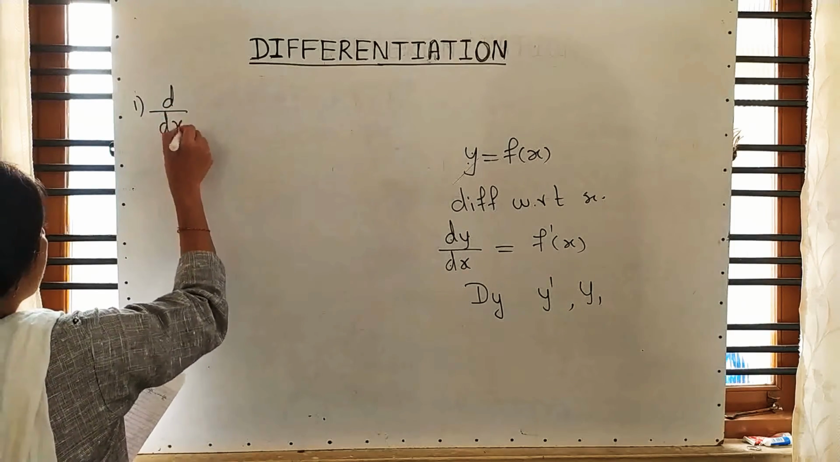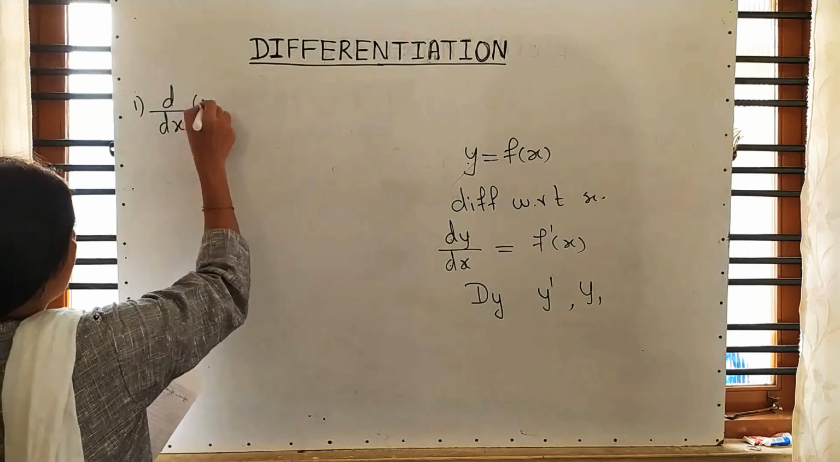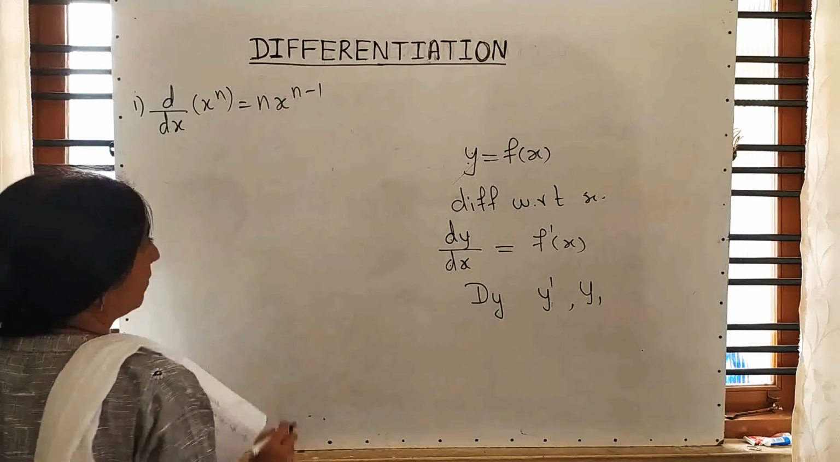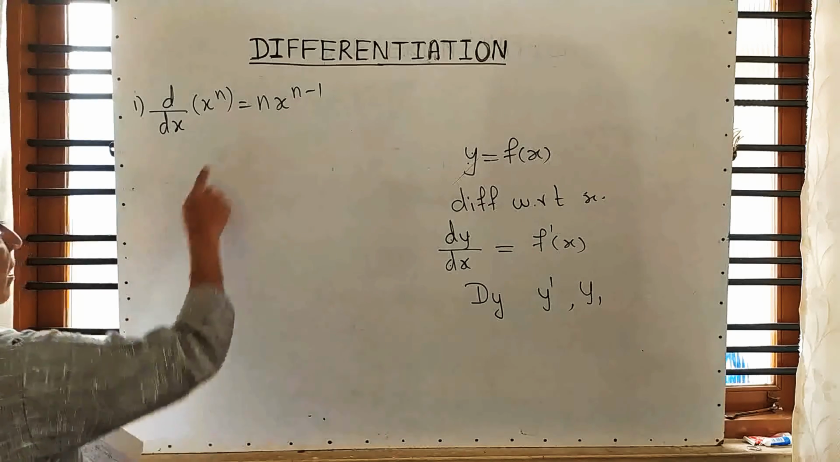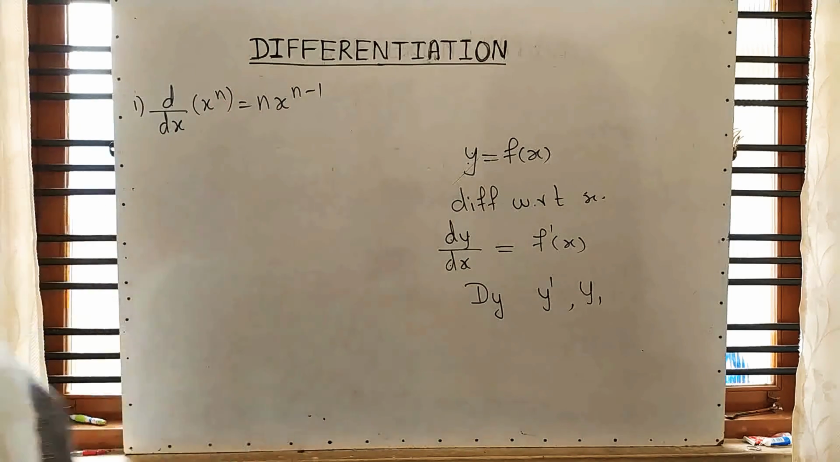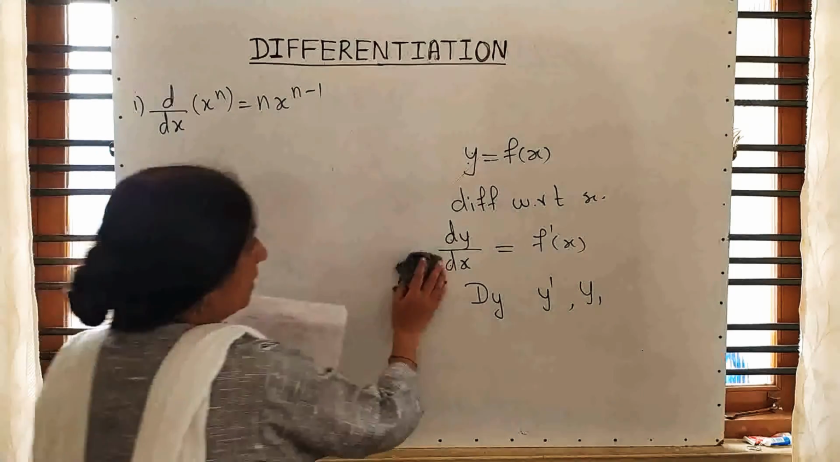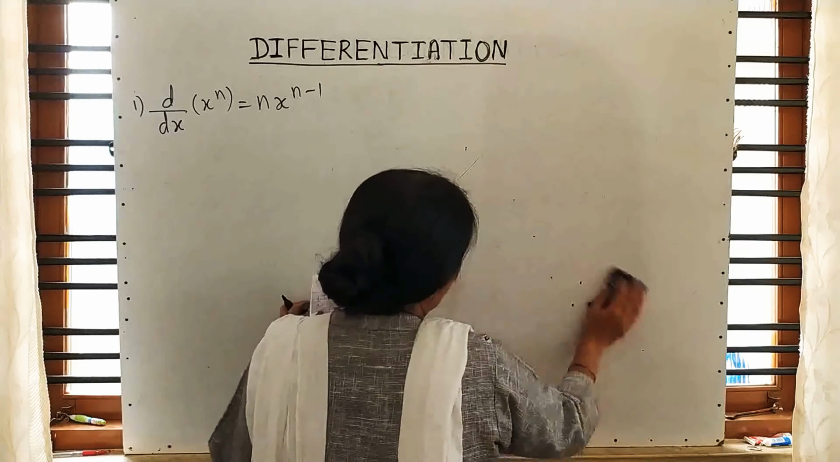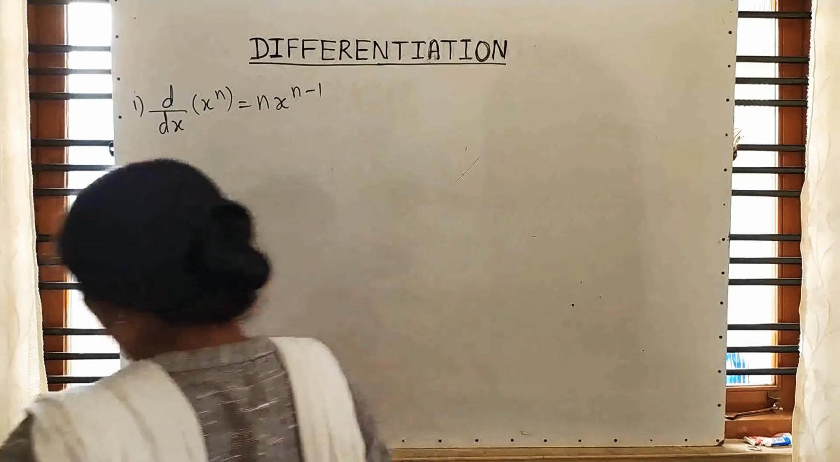Now write down the formulas here. When you are reading, it is the differentiation of x raised to n. It is n into x to the power n minus 1. Here x is a variable, as you know. N is a number. It may be positive, negative, fraction, whatever. When I am explaining, I will explain each and every one. First I want to give you the formula list.